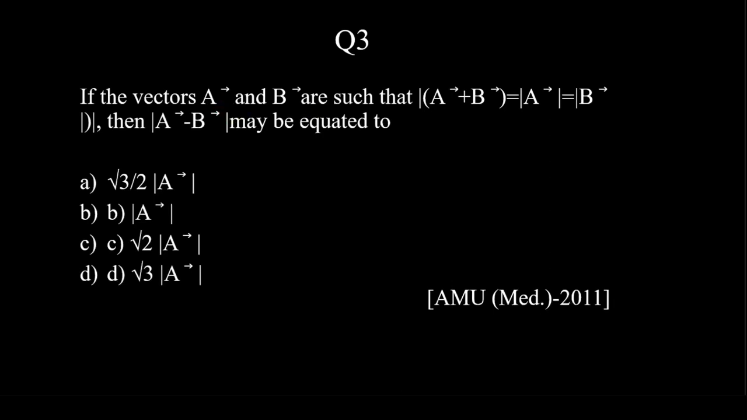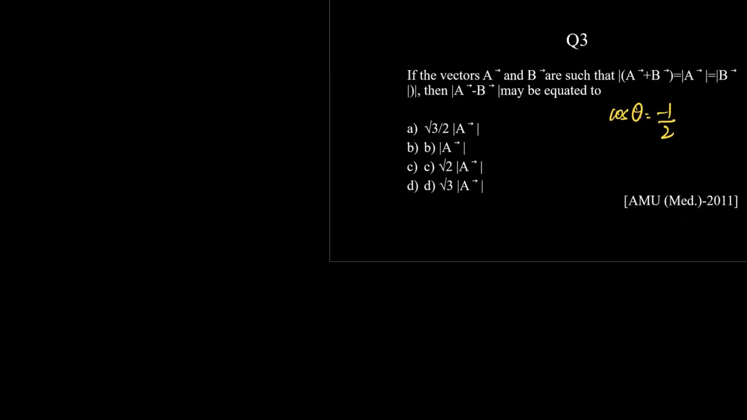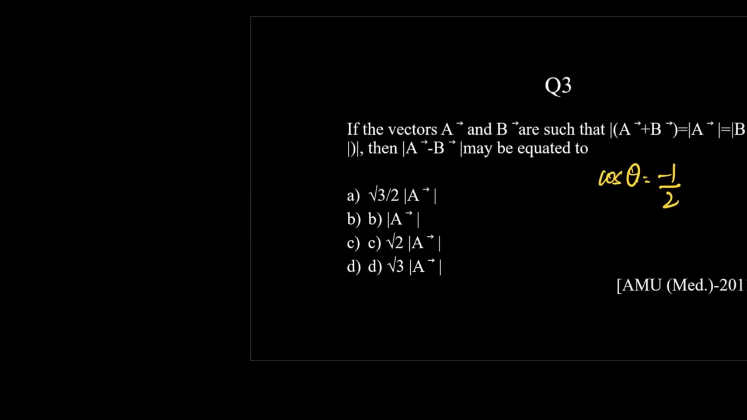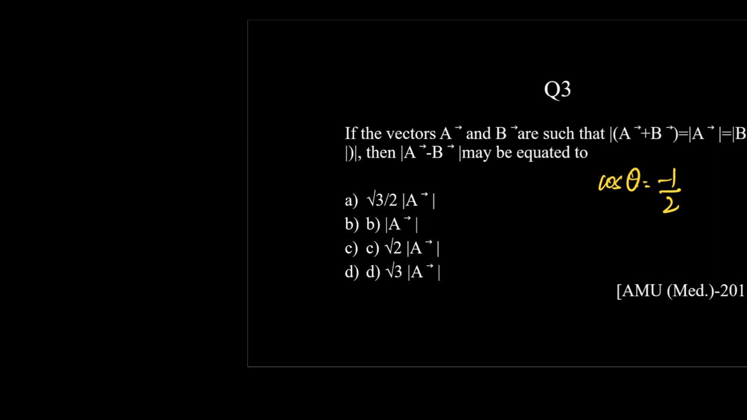If the vectors a and b are such that the modulus of vector a plus vector b is equal to the modulus of vector a, which is equal to the modulus of vector b, then vector a minus vector b may be equated to. So we know that if this is the given condition, then what is the value of cos theta? Cos theta is minus 1 by 2.